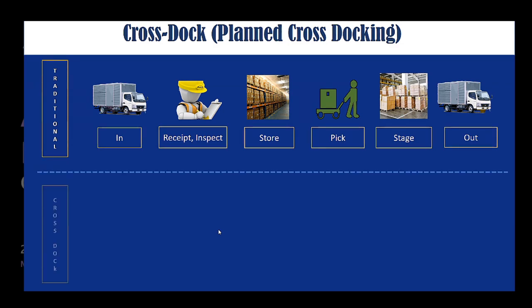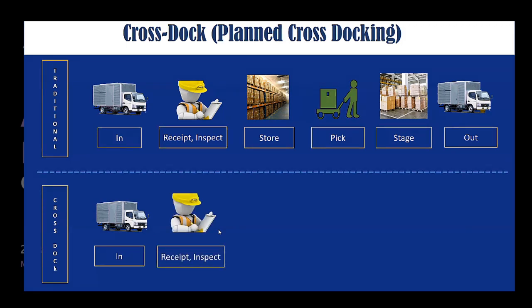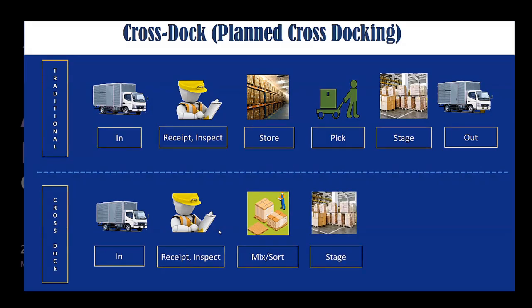But if you have cross-docking, what will happen? The in operation is the same, receipt is the same, and then it's going to change because it will be directly from the receipt. You will probably put into a cross-docking location. So you mix it and sort it and put it to a cross-docking location, and then you will stage it for the packing purposes, and then you will ship it out.